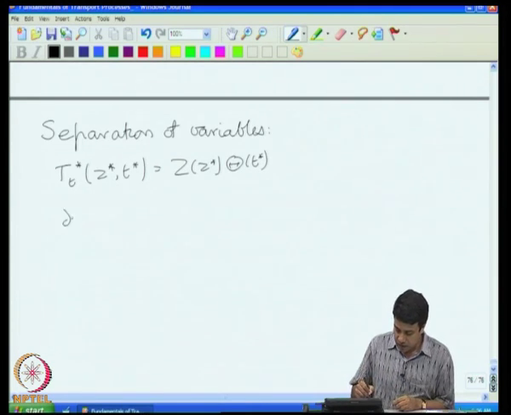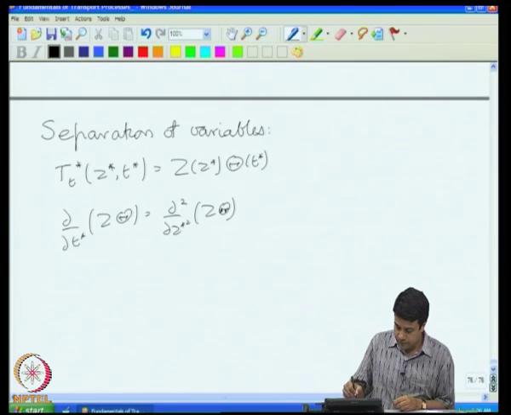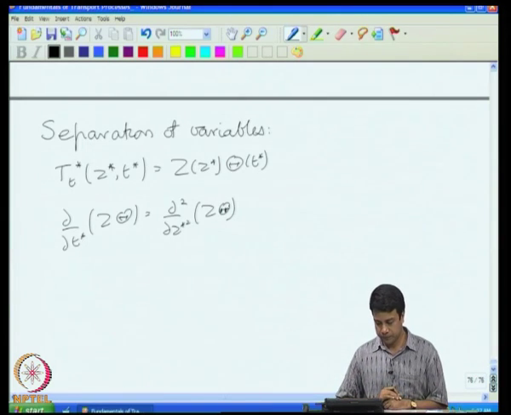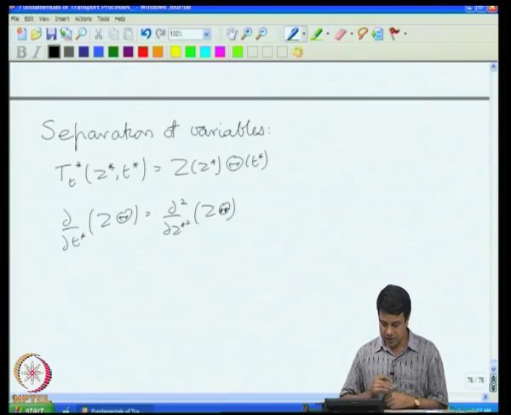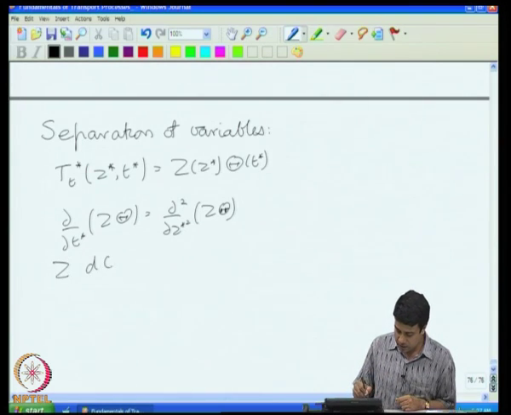So, I get d by dt of Z theta is equal to d square by dz star square of Z times theta. Note that Z is only a function of z star and theta is only a function of t star. So, I can write this as Z times d theta by dt is equal to theta times d square Z by dz star square.